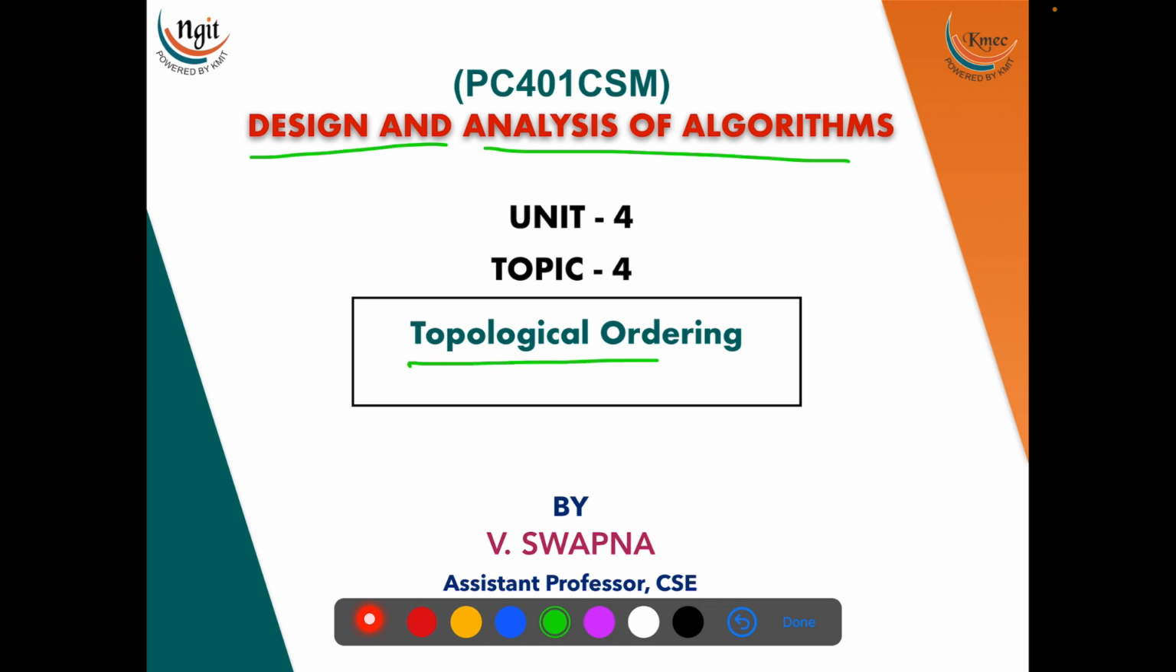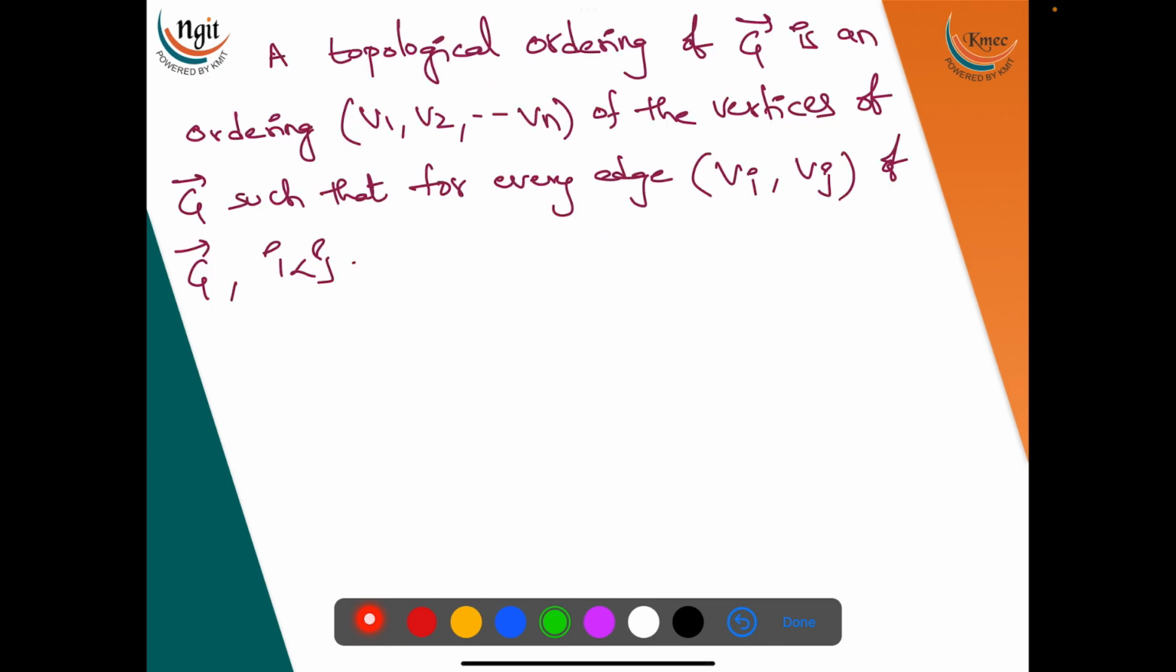The topic name is topological ordering. This topic you will find in 4th unit as topic number 4. Now let's get started. First of all, we'll see the definition of topological ordering. Then we'll take some example to find the topological ordering of a graph.